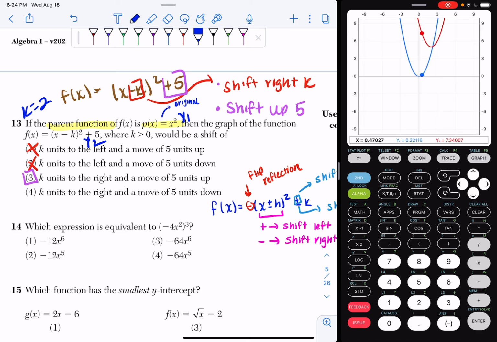And if you look, my blue graph is my original. It was shifted to the right, and it was shifted up. The only answer choice that says shifted to the right and shifted up is choice 3. So that's your final answer.